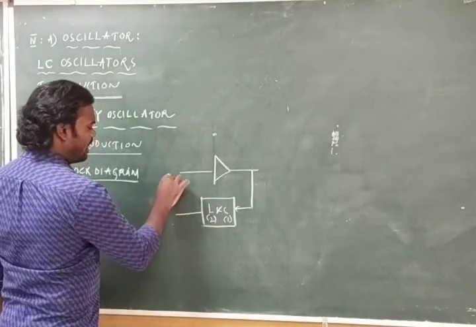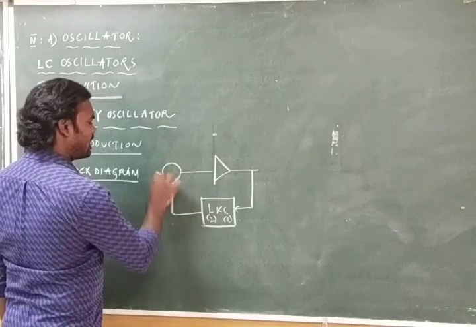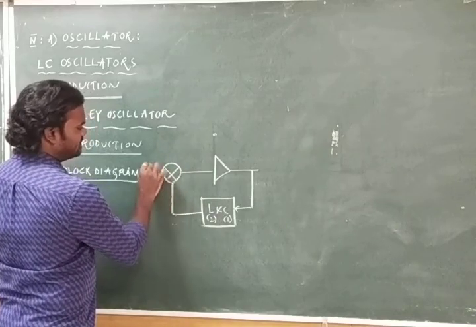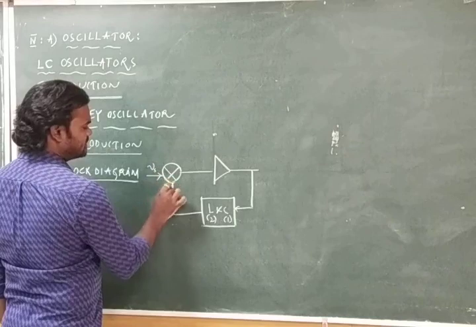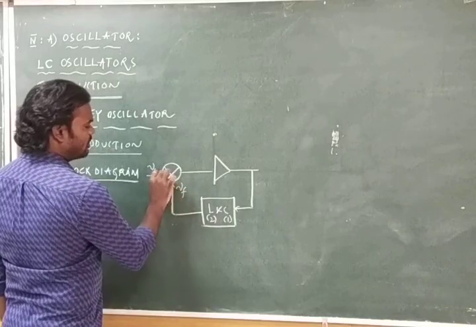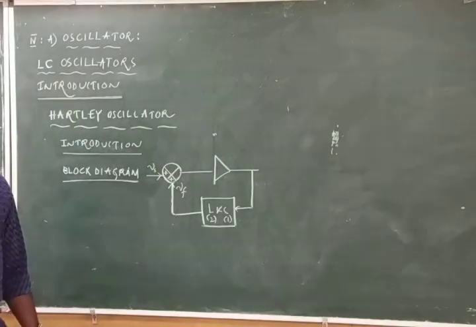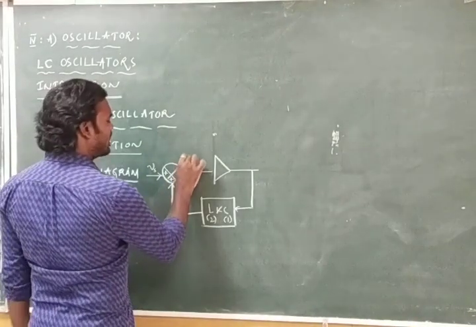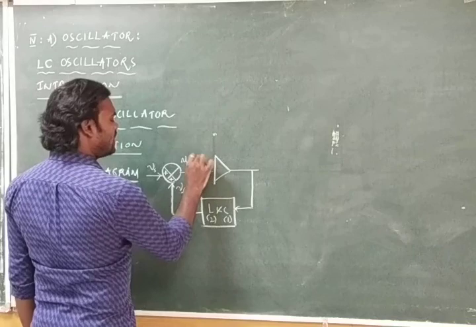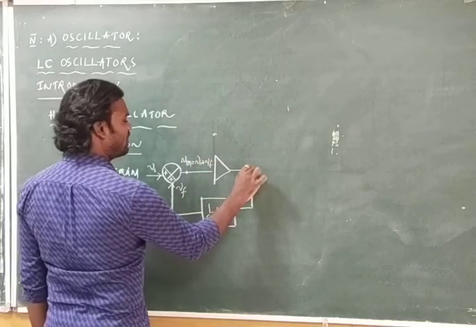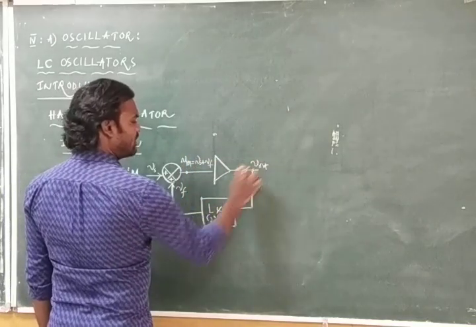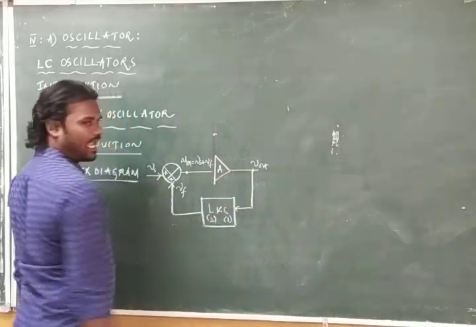Then this will be added to the existing input signal. This is Vs, this is Vf. Both are in-phase signals. From here we get Vin equals Vs plus Vf, and it will be Vout only. Then the open loop gain is A.